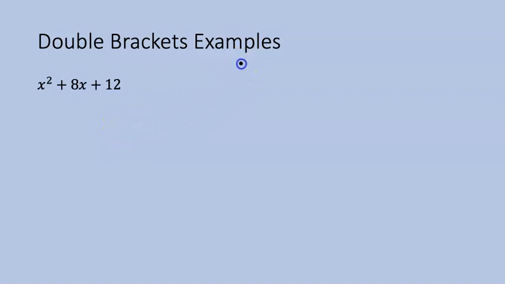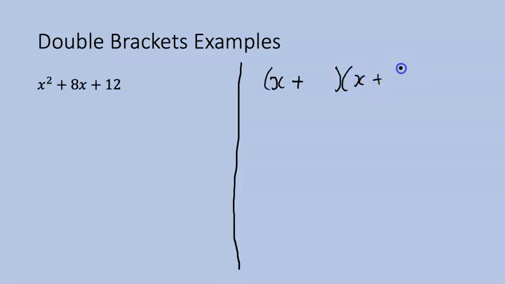As you can see, I've got this example on the left hand side. But before we do that, let's have a look at what to do. So let's say I go backwards. Let's say I've got something like this. This is the form I'm going to want it in at the end. Let's say I've got a number a and a number b. When I expand these out, I get x squared plus a plus bx plus ab.